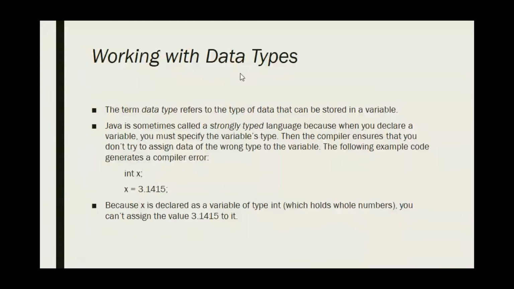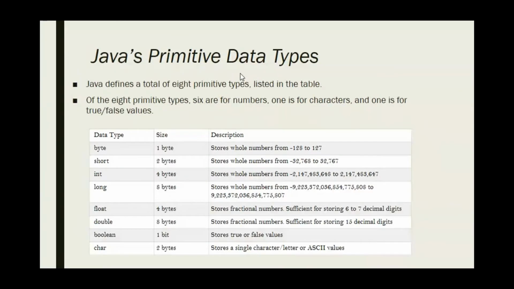So there are two groups of data types in Java. What are these two groups of data types in Java? The first group is called primitive data types. There are 8 primitive data types in Java.